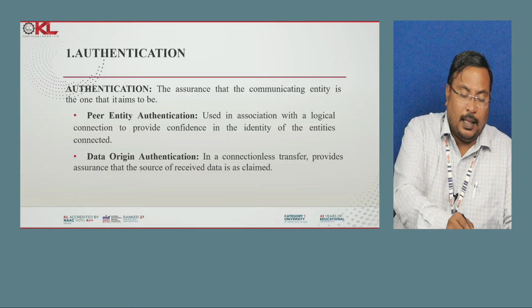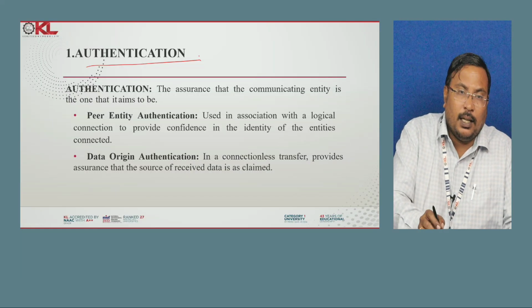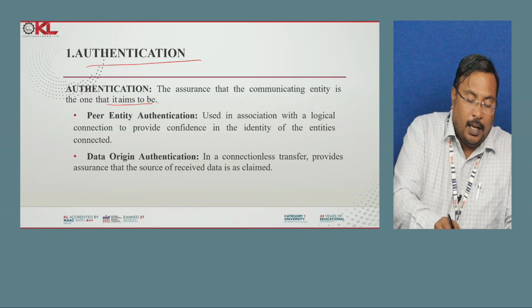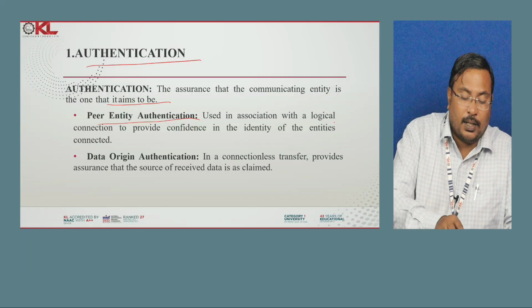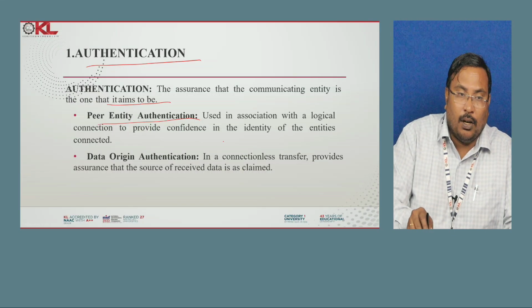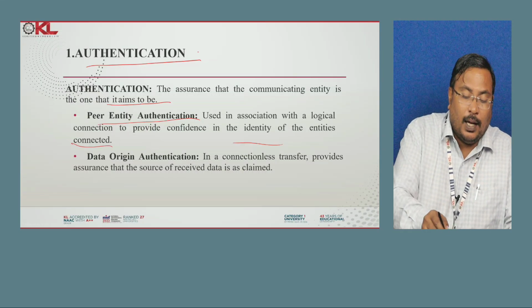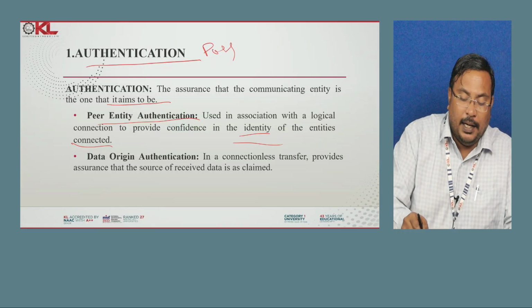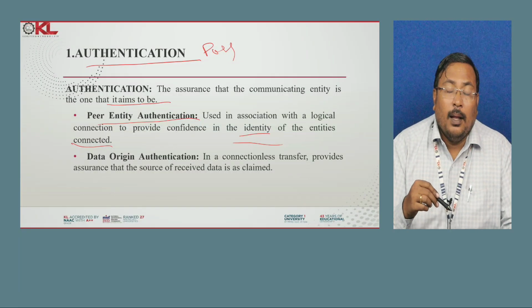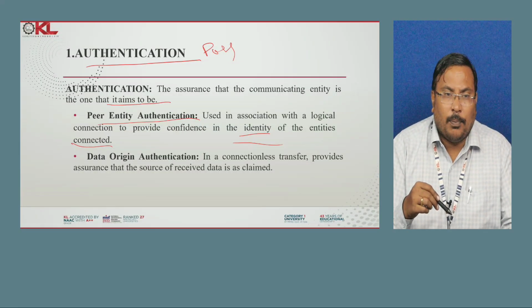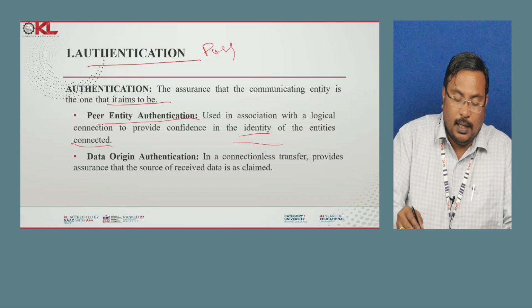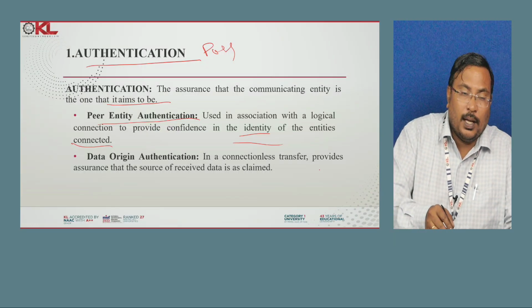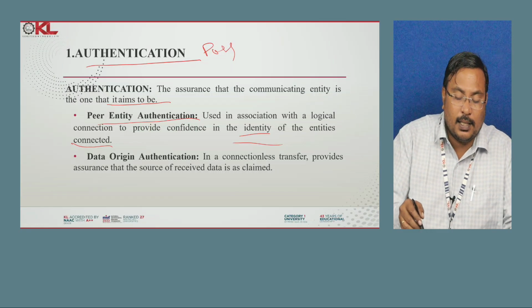So the first one is authentication. What is meant by authentication? Authentication is the assurance that the communicating entity is the one that it claims to be. Peer entity authentication is used in association with a logical connection to provide confidence in the identity of the entities connected. So if the authentication is passed, that means there is an identity. Once the system is identified, you will send the services to the appropriate user. Okay, data origin authentication, in a connectionless transfer, provides assurance that the source of received data is as claimed.